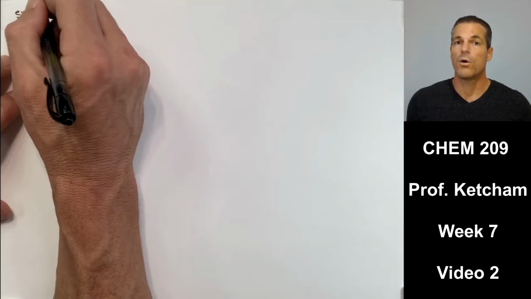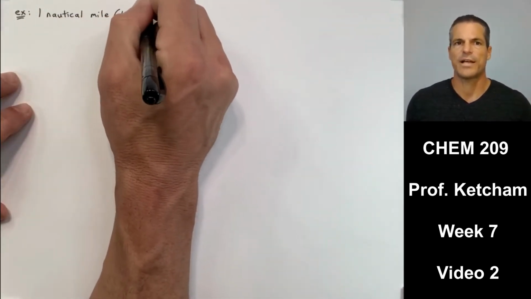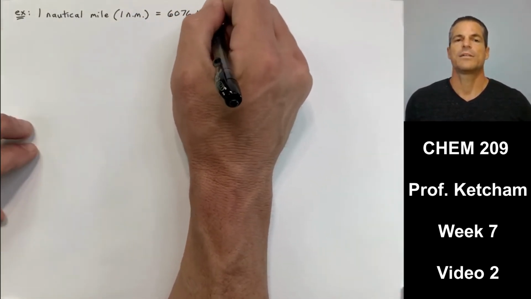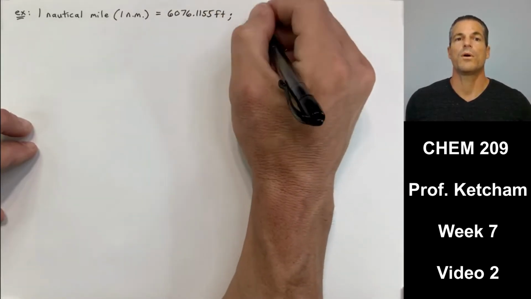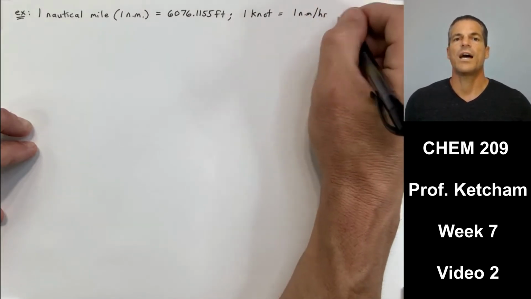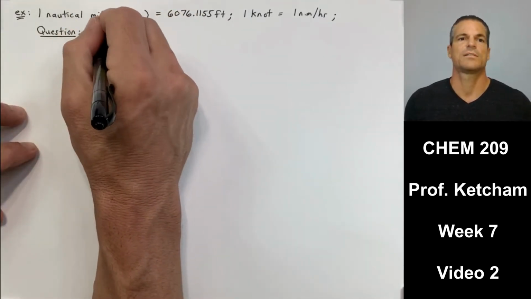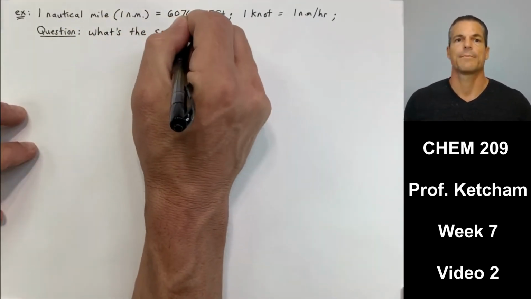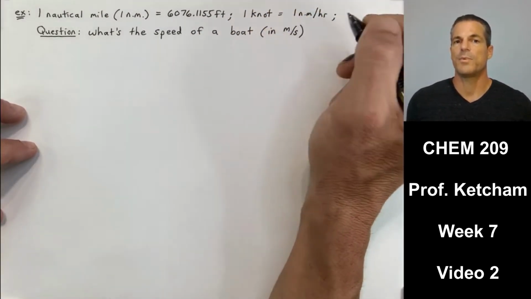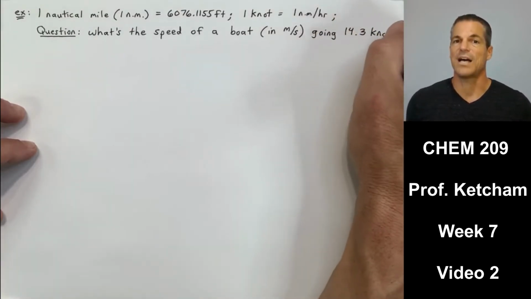Okay? More examples. This one's a little more difficult, but it's still dimensional analysis. 1 nautical mile, 1 nm for nautical mile, is equal to 6,076.1155 feet. All right, so that is a conversion factor. 1 knot is equal to 1 nautical mile per hour. These are given to us. Here's the question that the problem is asking. What's the speed of a boat? And they want the boat's speed to be in meters per second. What's the speed of a boat going 14.3 knots?